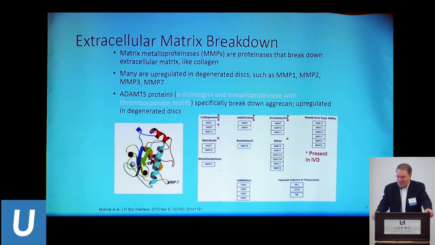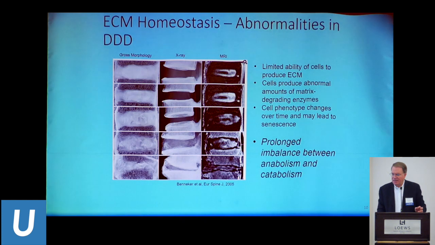So-called matrix metalloproteinases break down elements of the ECM like collagen, and there are even specific proteins whose job it is to break down the proteoglycans. The ADAMTS proteins, for example, are there to regulate aggrecan. Aggrecan is the major proteoglycan in your disc. So that balance of anabolic activity and catabolic activity gets out of whack, so to speak, as the disc degenerates. And that leads to a progressive loss of hydration, a progressive loss of structure, and eventually an inability to sustain the normal biomechanical loads.